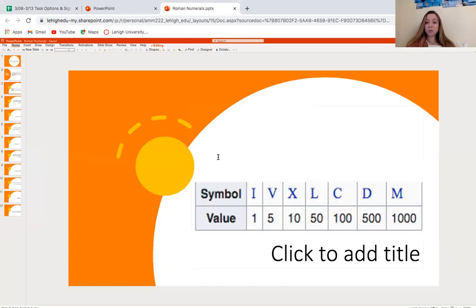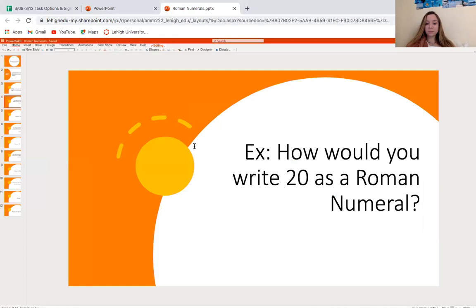So the symbols, like I said before: the first one is I, which stands for the value of 1; V is equal to the value of 5; X is equal to the value of 10; L is 50; C is 100; D is 500; and M is 1,000.